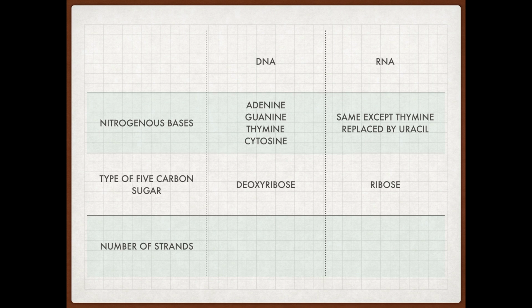As for the type of 5-carbon sugar, DNA is named deoxyribonucleic acid in its full name, and therefore its 5-carbon sugar is deoxyribose. For RNA, the full name is ribonucleic acid, therefore its 5-carbon sugar is ribose. For DNA, the number of strands is 2. DNA is arranged in a double helix format, and therefore there are 2 strands of DNA that are paired together to make one entire DNA molecule. RNA is single-stranded.